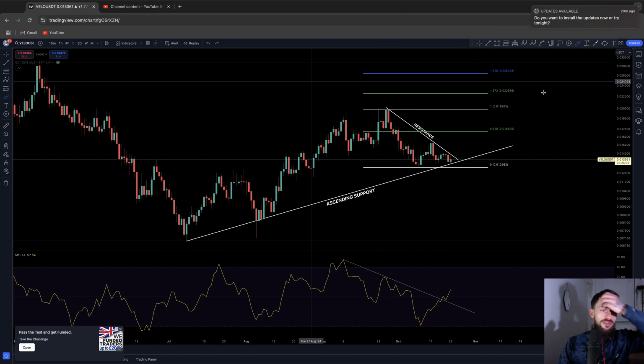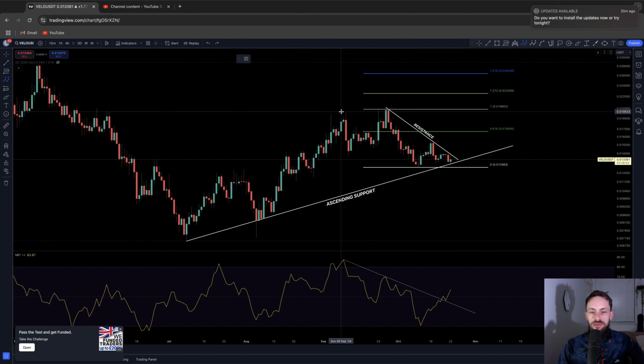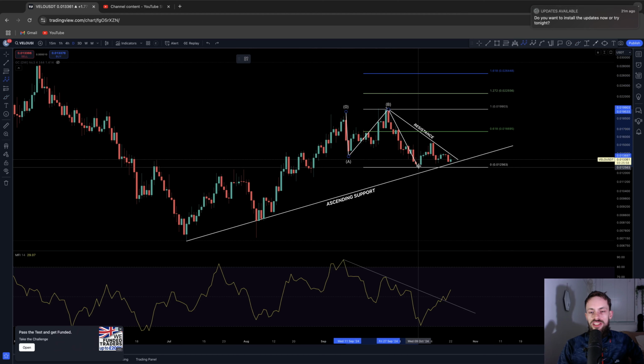Now, just before I go, I think I have touched on it before, but another sort of confirmation sign here is this irregular expanded flat ABC correction that's occurred, and right now we're just sort of building the base on this level of support from the C wave. So it's all about holding this local low of the C wave at 0.0125, holding the ascending support that's been building up since July, and breaking this resistance and reclaiming the 0.618 at 0.016.